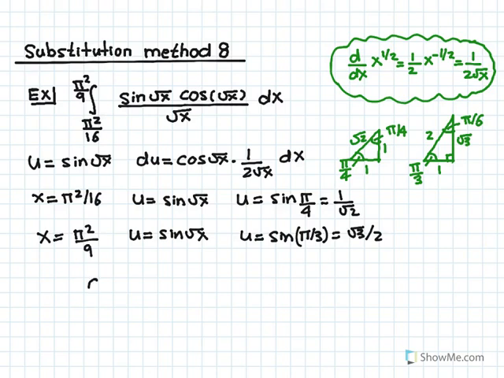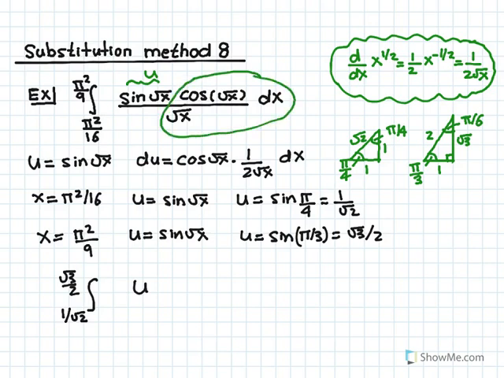So basically what we have is the integral where the lower limit is going to be 1 over root 2, the upper limit is going to be root 3 over 2. And u is equal to sine root x, so that's going to be u. This part here is u. And this part, cos root x over root x dx, this part is going to be 2 du. This is 2 du. So times 2 du.